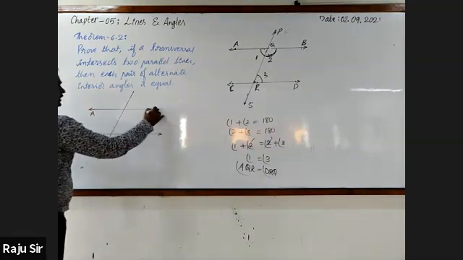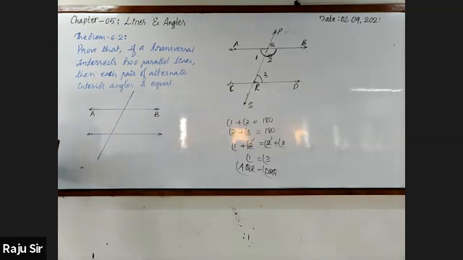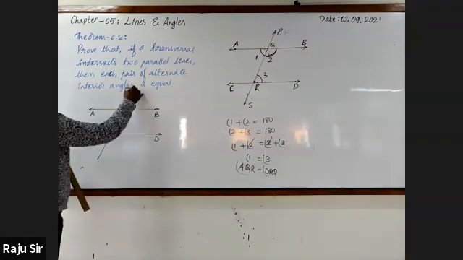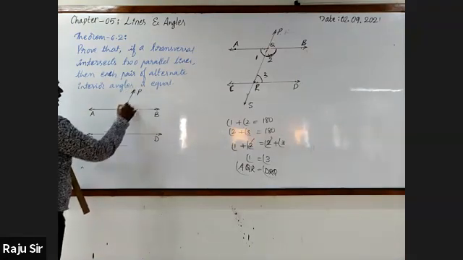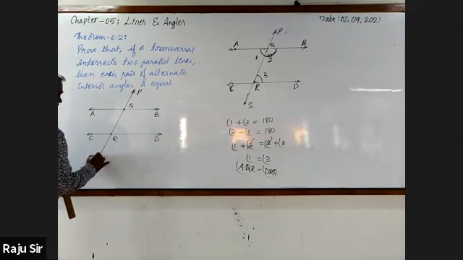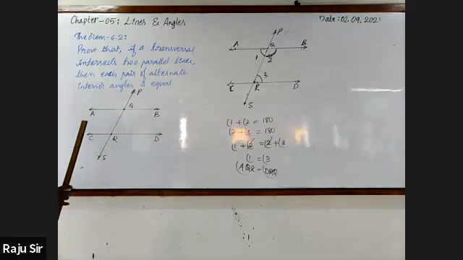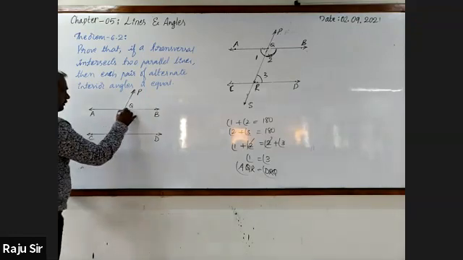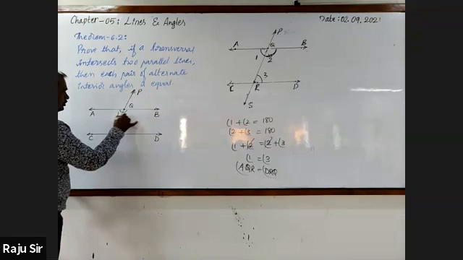Name the first line as AB, second line as CD. Then the transversal PQ, PS. I'll go for numbering these angles: 1, 2, 3, 4.